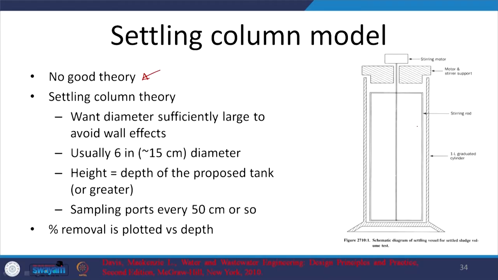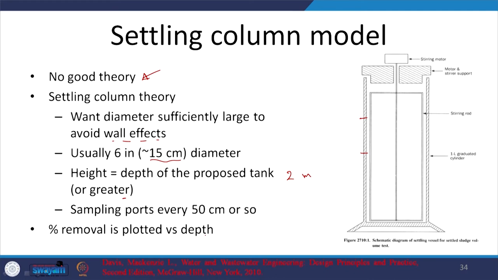So first, the diameter is large enough to avoid wall effects, typically 15 centimeters, and the height equal to the depth of the proposed tank, whenever possible, or greater, typically around 2 meters or 3 meters. You are going to have sampling ports, and then percentage removal is plotted versus depth.